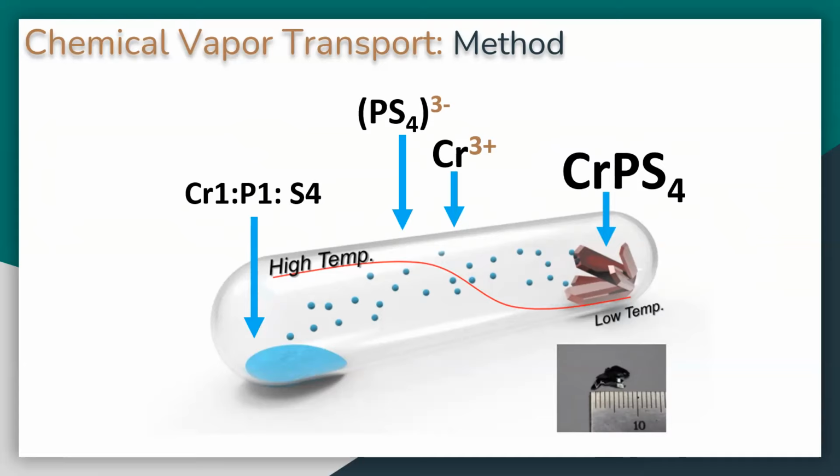And actually, chromium thiophosphate doesn't need a transporting agent for the CVT method, and it still yields more than 60% of the starting powder, which is considered a high chemical yield. The powder is made by being ground in a mortar, and the quartz ampule is sealed at a low pressure by a turbomolecular pump and closed with a flamer.